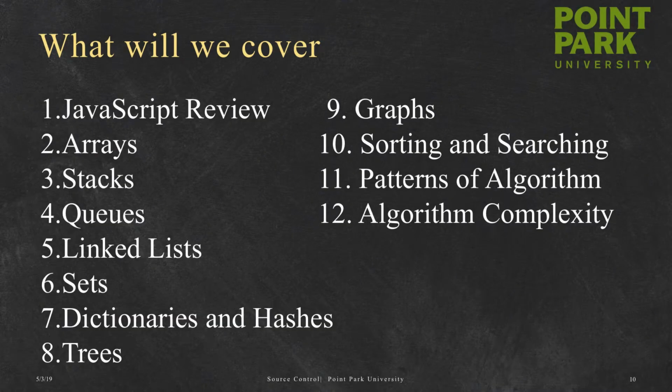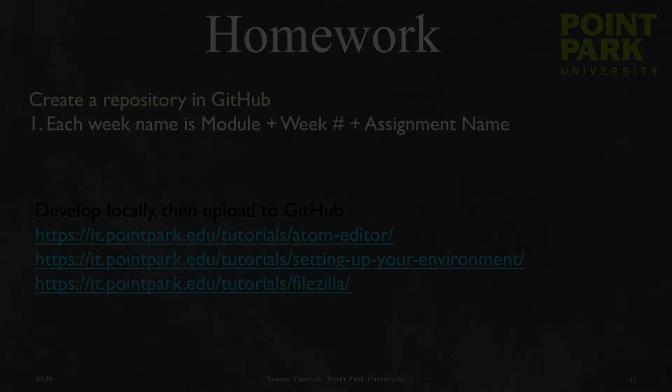All right, so what will we cover in these chapters? At this stage in the game, you're going to have a review of CIG 160, which is JavaScript review. Arrays, stacks, queues, linked lists, sets, dictionaries and hashes, trees, graphs, sorting and searching, patterns of algorithms, and algorithm complexity. A lot of stuff to cover.